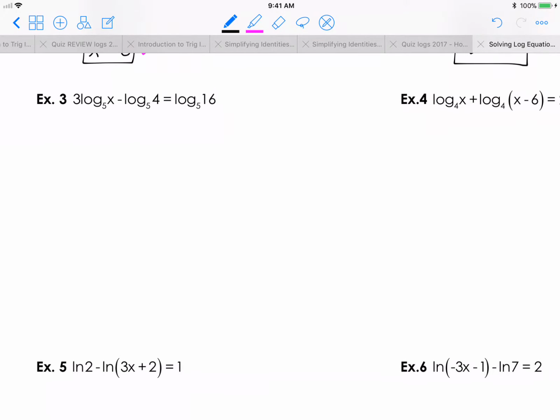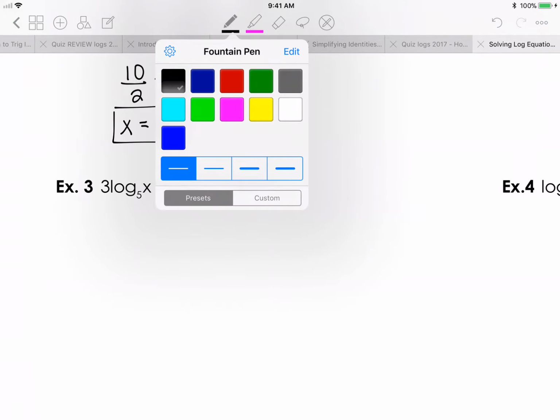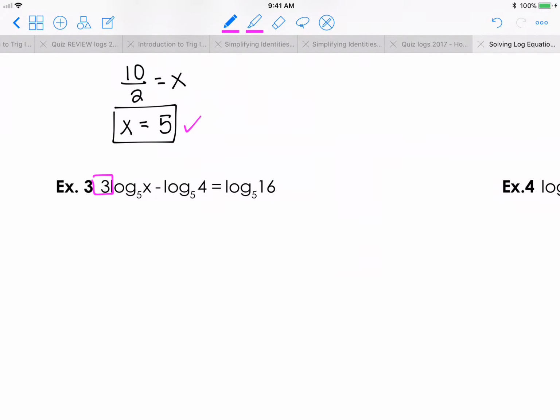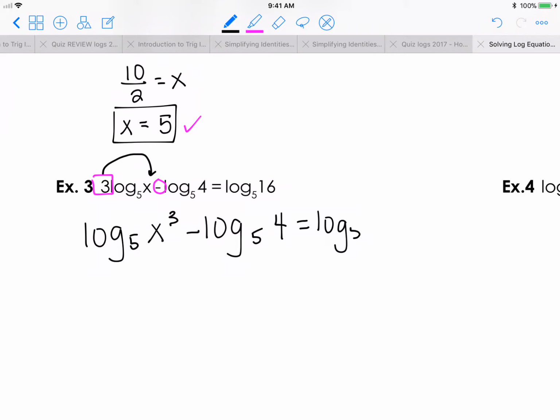Okay, let's move to 3. So this time we've got a lot going on. We've got this exponent right here. We've got this subtraction. So we need to condense this. So I'm going to do it in 2 steps to walk you through all of it. So I'm going to go ahead and take my number in front of my log, and I'm going to write it as my exponent. So log base 5 of x to the third minus log base 5 of 4 equals log base 5 of 16. So the goal here is condense. We have to condense first.